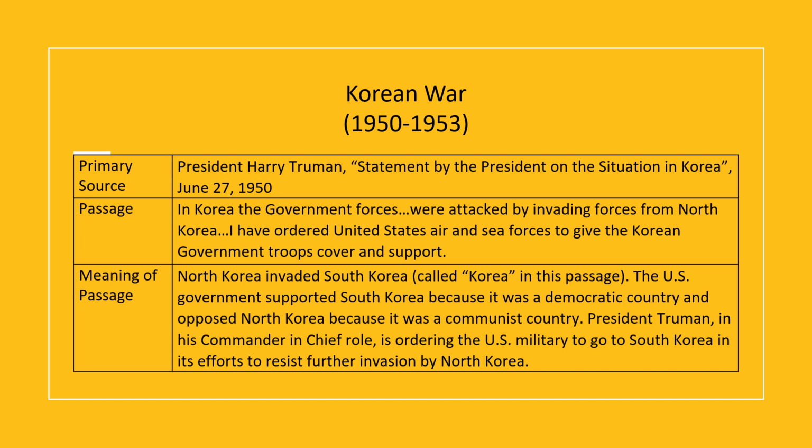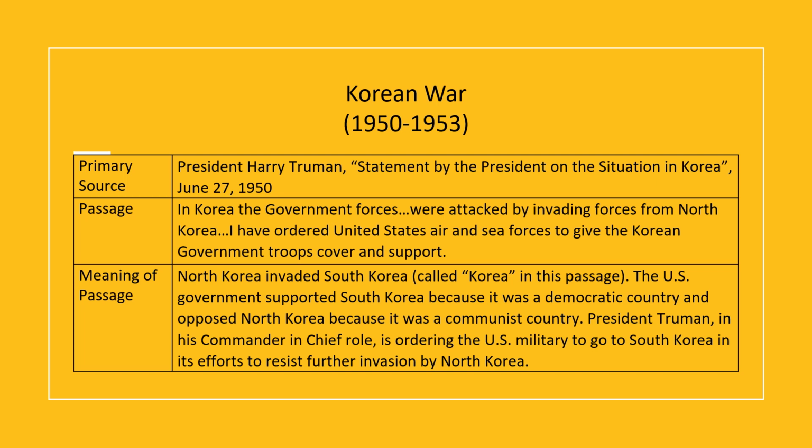So here President Truman says, I have ordered United States Air and Sea Forces to give the Korean government, meaning the South Korean government, which was a democratic government, troops, cover, and support. We also see a difference between what President Truman did in the present situation versus the other two wars.